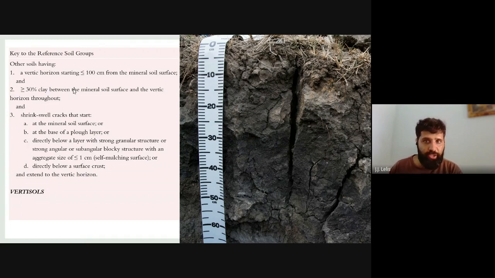For the vertic horizon, you just need to remember that it possesses at least 30% of clay, but it should not possess a significantly higher quantity of clay in the subsurface. So the quantity of clay in the surface horizon and the subsurface horizon should be very close. Okay, it's not like the other reference soil groups that possess a significant clay increase. It's just the same material, but we have this shrinking and swelling process that creates some stress features, shrinking and swelling cracks, and some shiny surfaces that are related to these high activity clays.